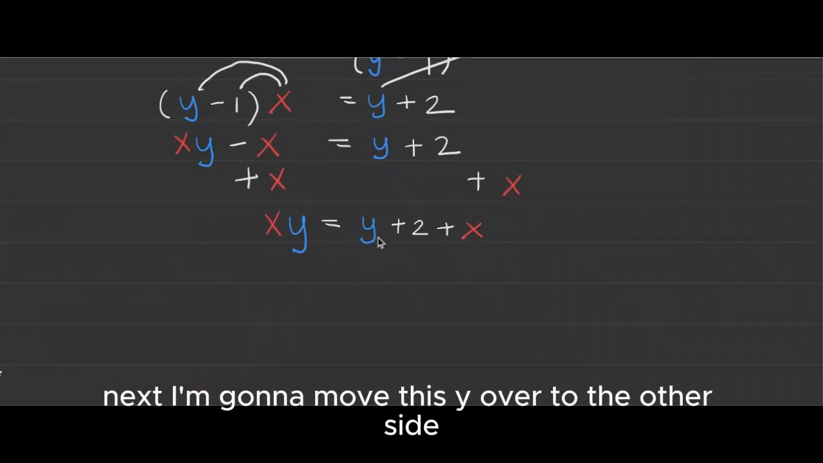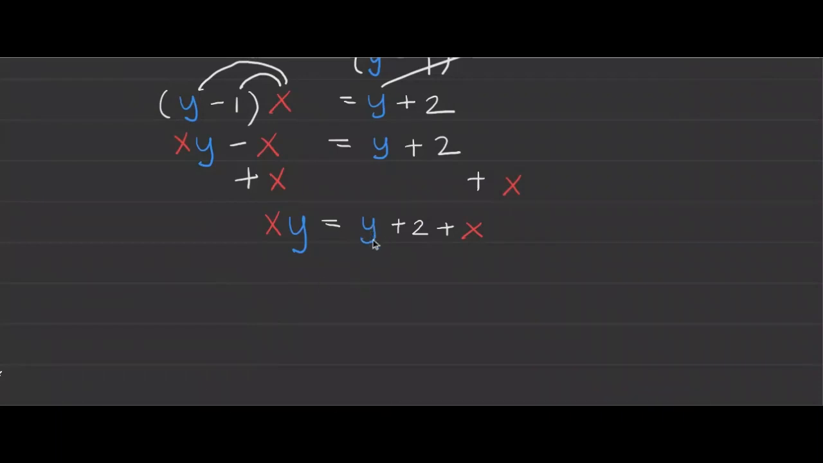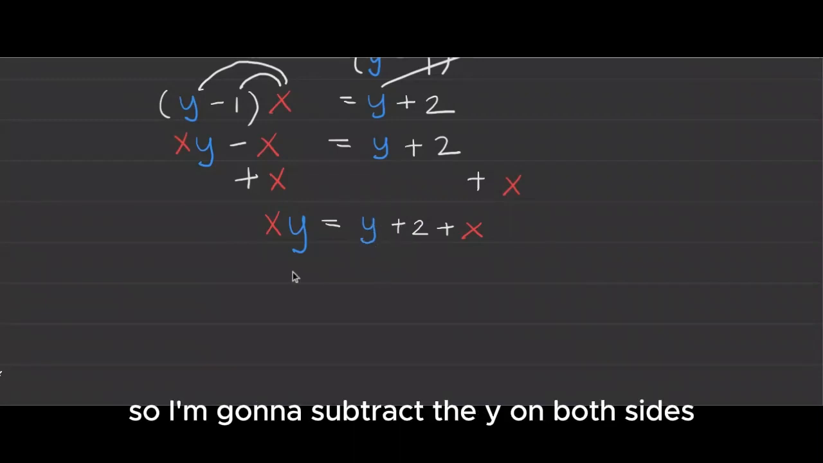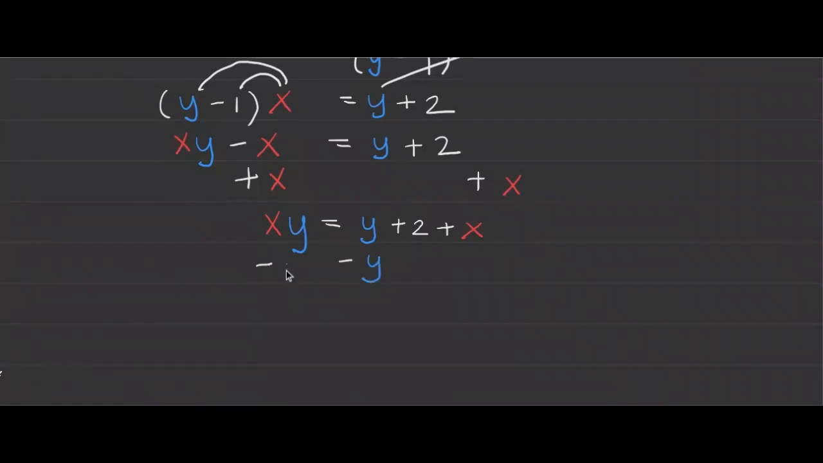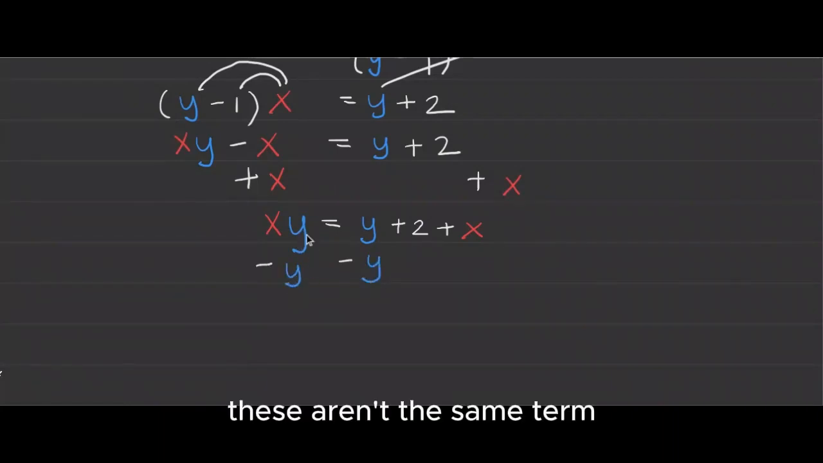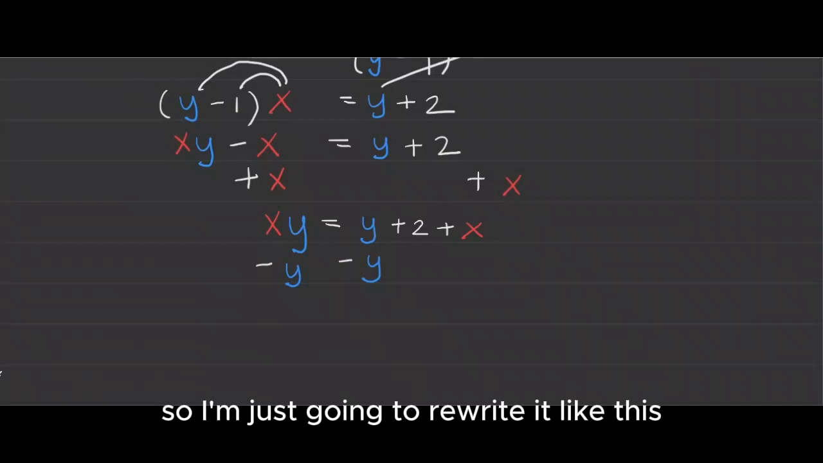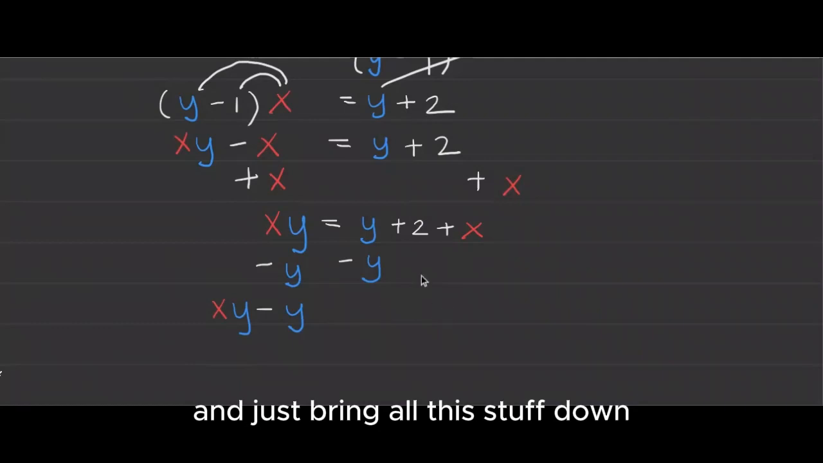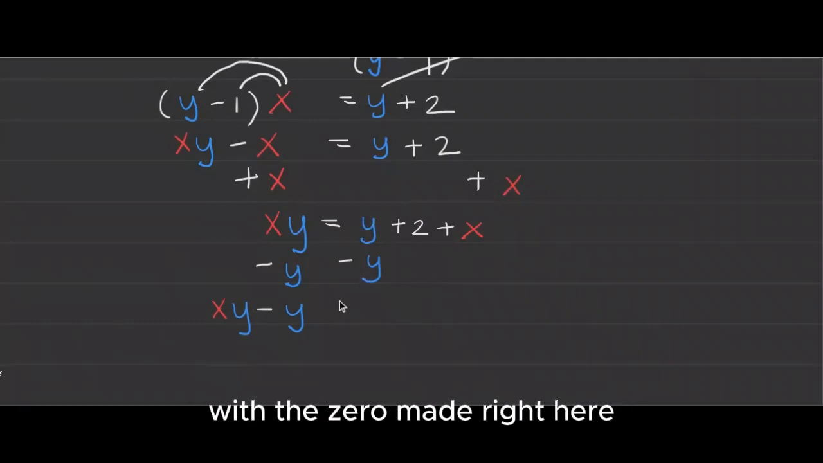Next, I'm going to move this y over to the other side. This is connected by adding, so I'm going to subtract y from both sides. These aren't the same term, so I'm just going to rewrite it like this, and bring all of this stuff down with the 0 made right here.